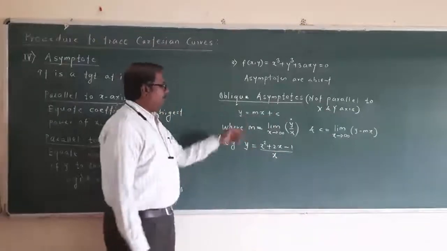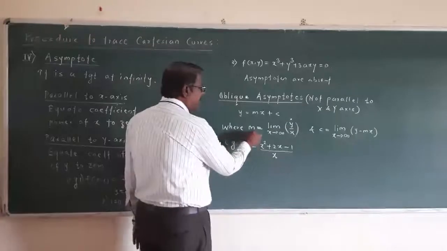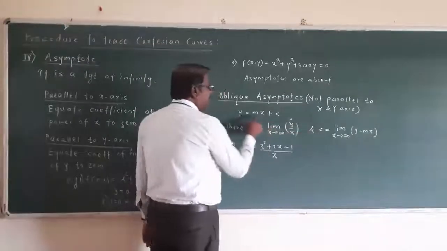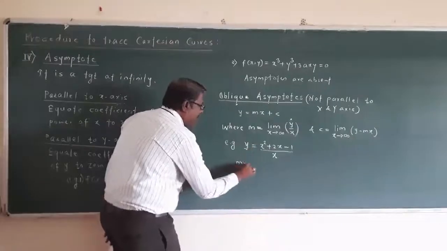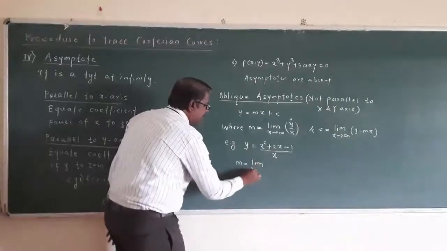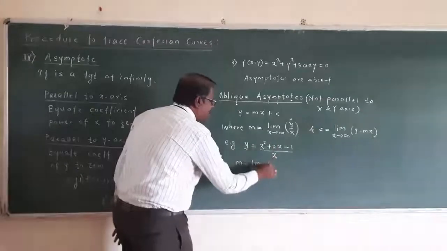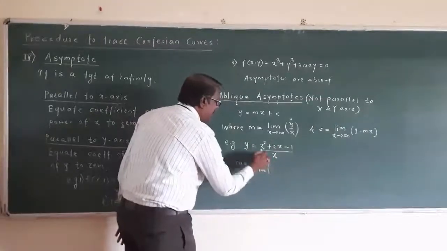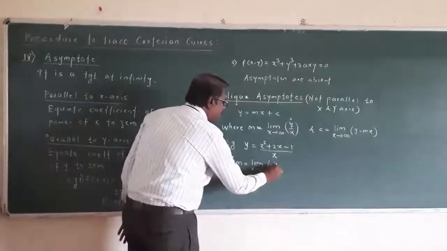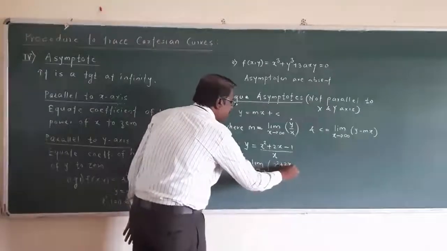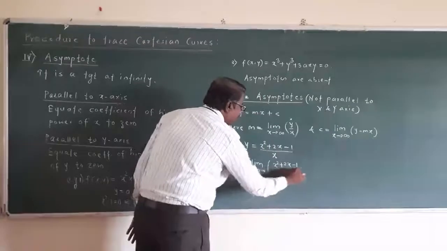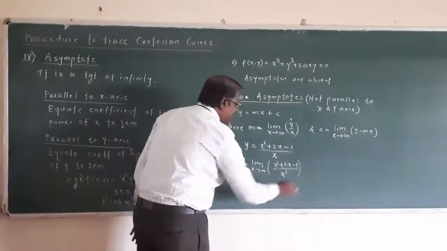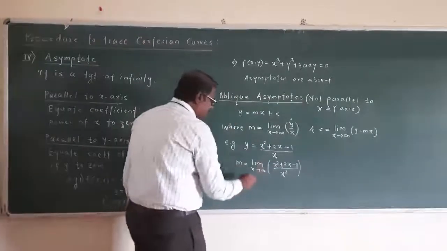Now to get oblique asymptote, what we do? We calculate m, we calculate c, and we will substitute here. Now for given curve m is equal to limit x tends to infinity y upon x, but y, this is the value, so y upon x it will give us x square plus 2x minus 1 upon x, and again divided by x it will give us x square, and then you calculate its limit.